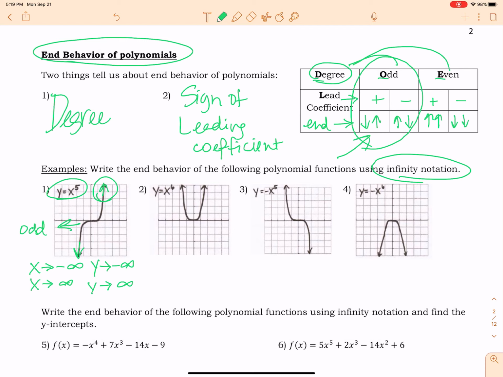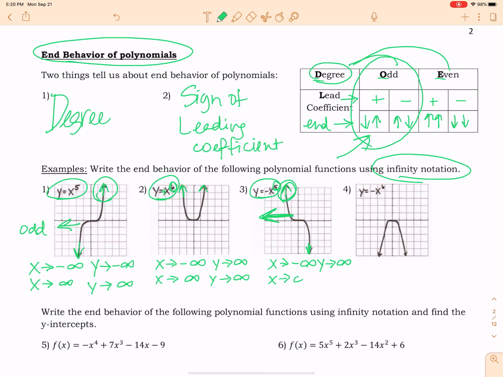All right, so in example 2, we've got an even degree, and this is positive, so it makes sense that this is up, up. So here, as x approaches negative infinity, y approaches positive infinity. And as x approaches positive infinity, y also approaches positive infinity, just like that. Okay, in the next one, we have odd, and it's negative, so it makes sense that it's going up, down. So as x approaches negative infinity, that's what's happening here, because negative is this way for x, y approaches positive infinity, and as x approaches positive infinity, y approaches negative infinity.